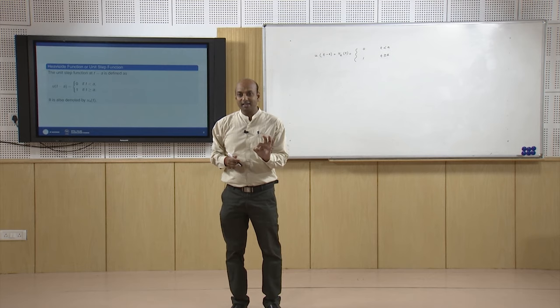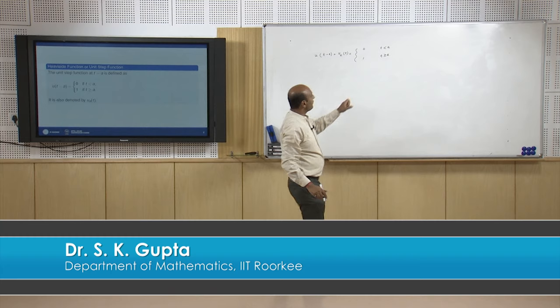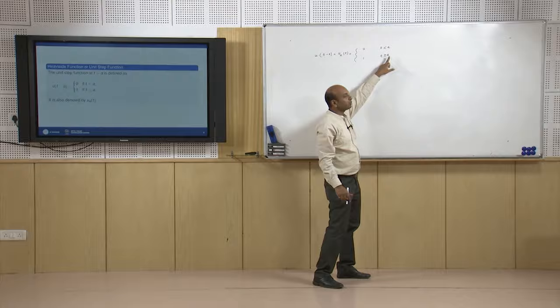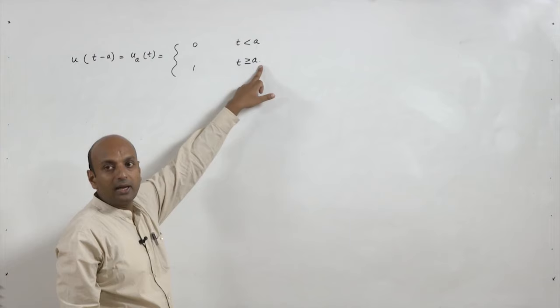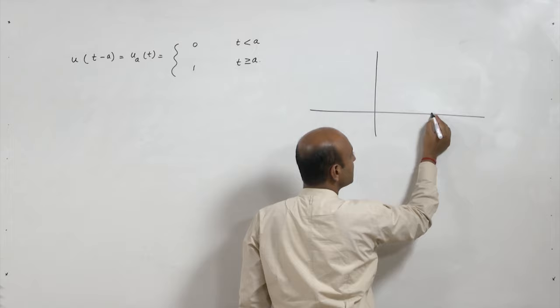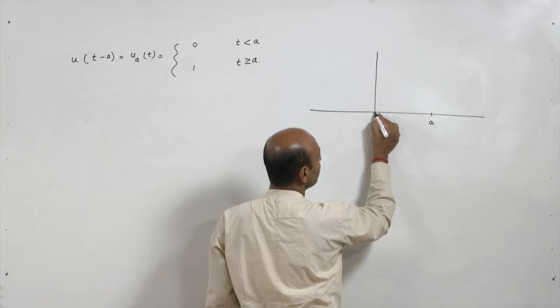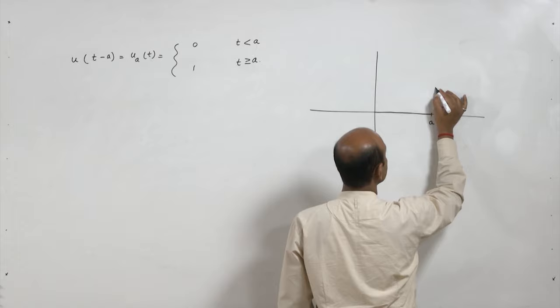When we are discussing the unit step function at a point t equal to a, whenever t is less than a, it attains value 0, and when t is greater than or equal to a, it attains value 1. So, what is the graph of this function? Suppose a is this point. When t is less than a, this function has value 0, and when t is greater than a, this function has value 1. So, this is the unit step function.